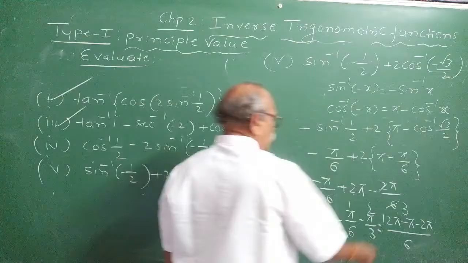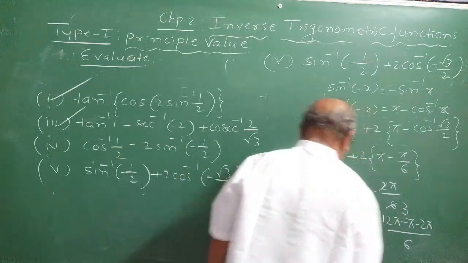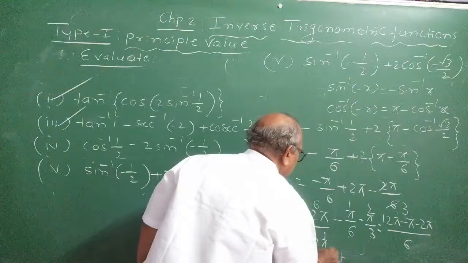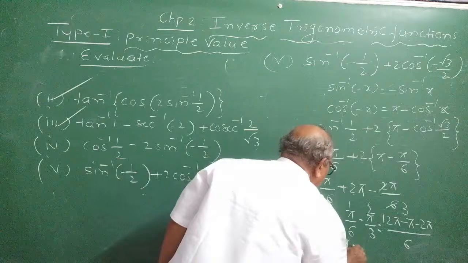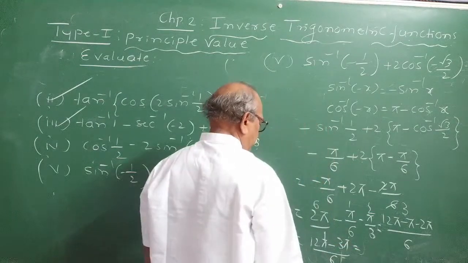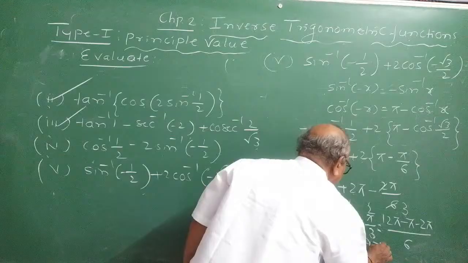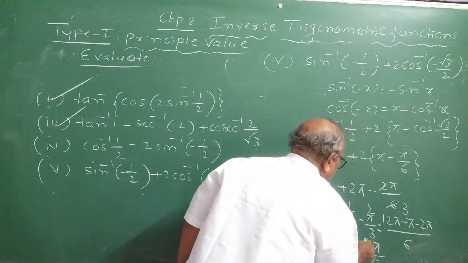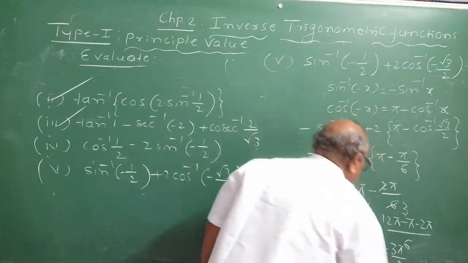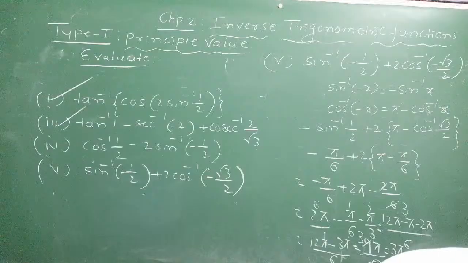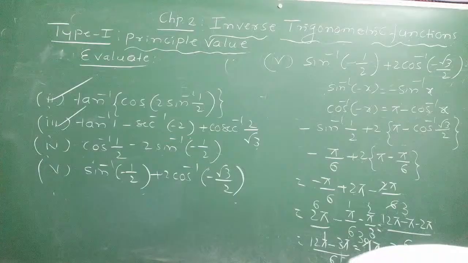What do you get here? 12 pi minus 2 pi minus 3 pi divided by 6. 12 pi minus 3 pi becomes 9 pi by 6. You can cancel it: 3 threes are, 3 twos are. The answer will be 3 pi by 2.